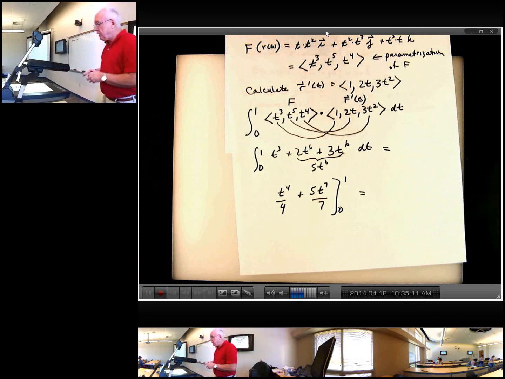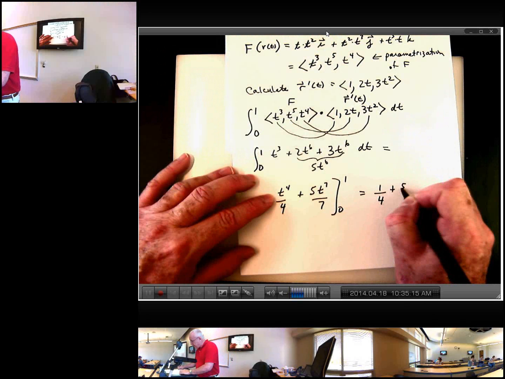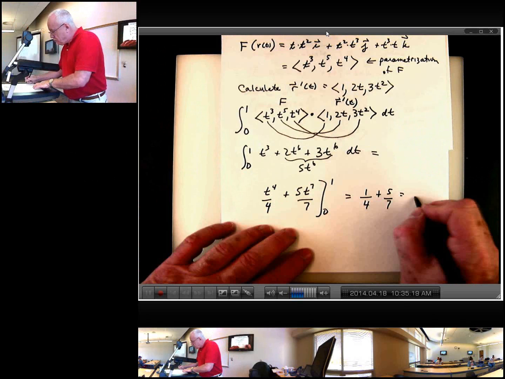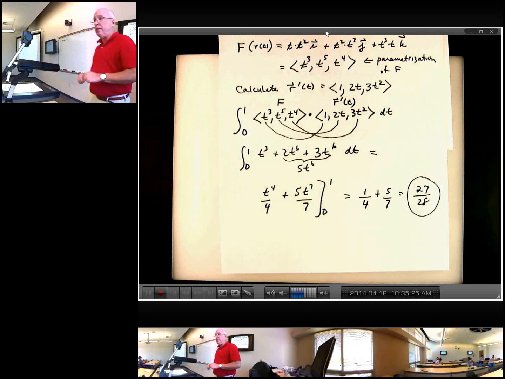So the bottom limit cancels out. I just have 1/4 plus 5/7, which combines over 28 to 27 over 28. And that's my answer then. Okay?